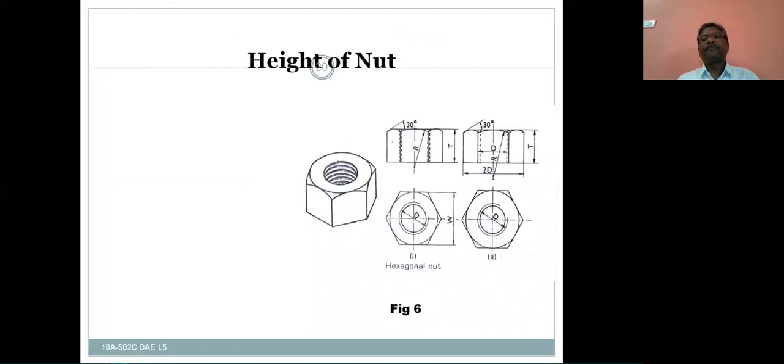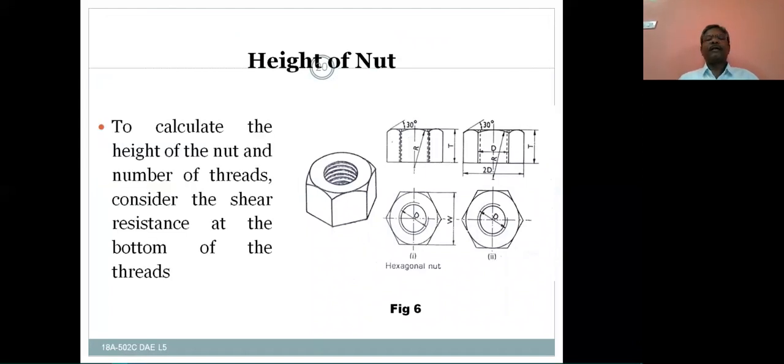Next is height of nut. To calculate the height of the nut and the number of threads, consider the shear resistance at the bottom of the threads. So this is the hexagonal nut and this inner side is the threaded portion.